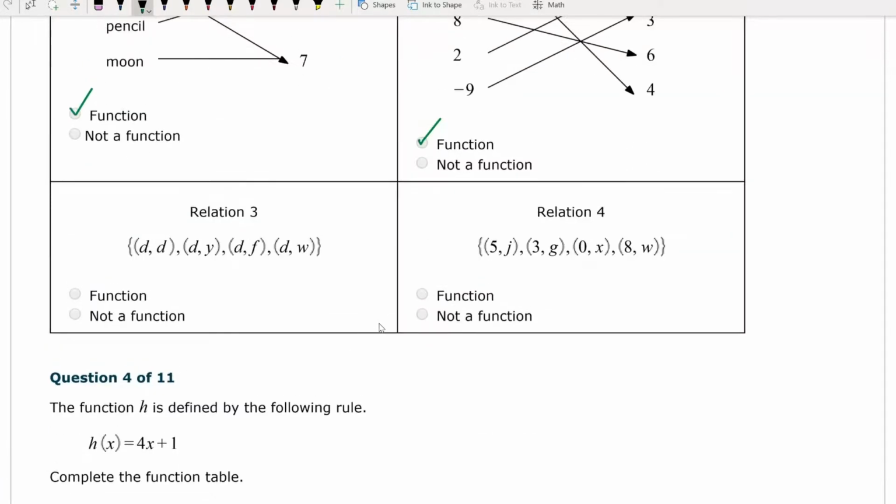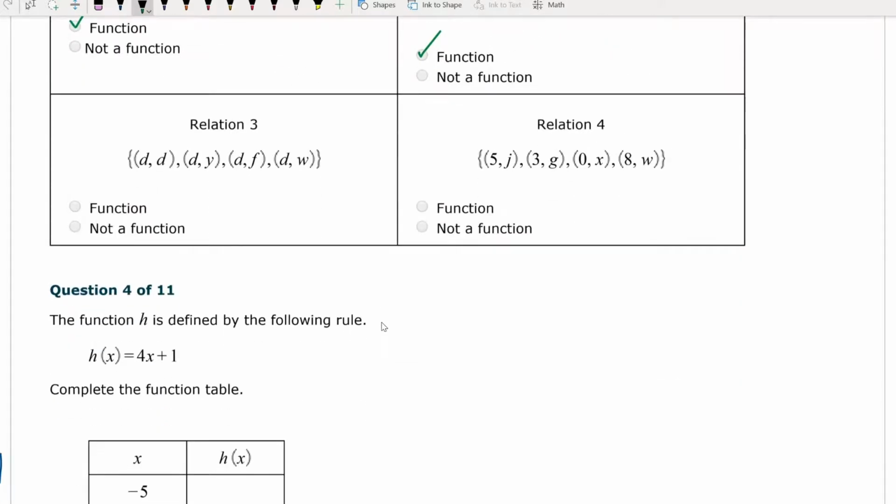Okay, number 3. So we didn't see this through a graph, but for number 3 I can do a mapping here. Domain on this set, again, domain is all the x values. So D, D, D, D. So all the domain is D, even if it repeats 4 times. So the only answer is D. The range we have D, Y, F, and W.